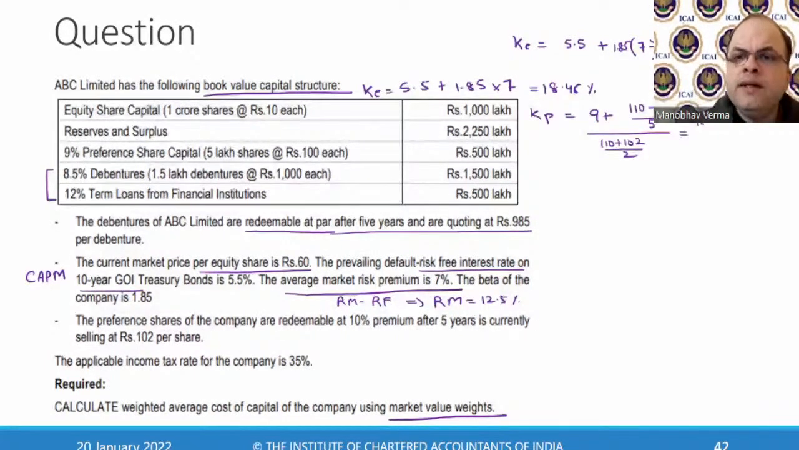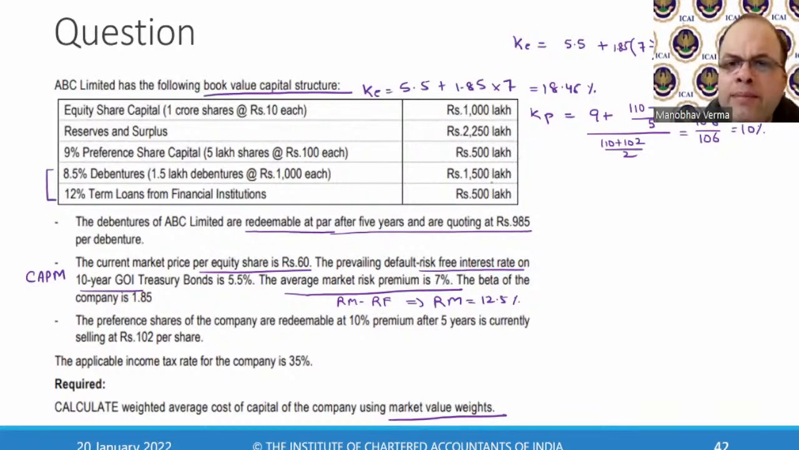Saurabh, can you double check? I think you took 9% directly, but it was a redeemable one. Is everyone with me till now? So that is your cost of preference shares. That's 10%, guys.